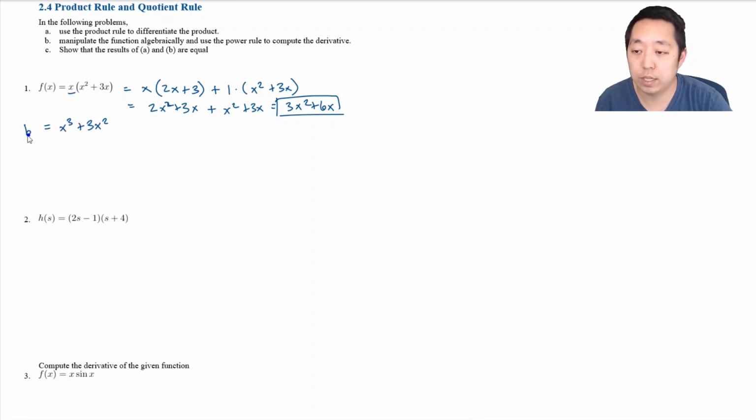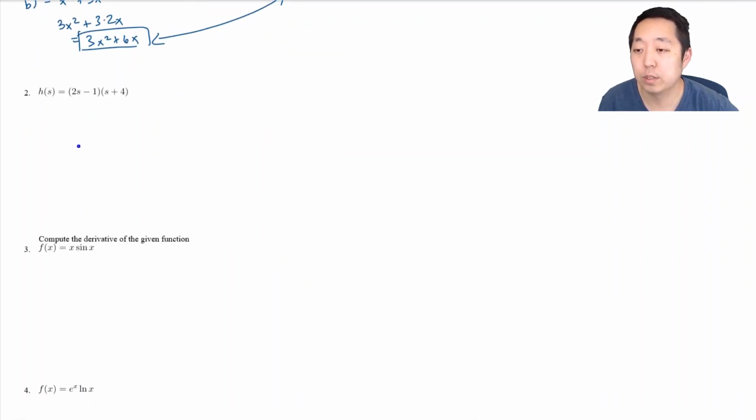I could also distribute this and then start with x cubed plus 3x squared. So this is part B. And then I simply use the power rule here. In this case, I would get 3x squared plus 3 times 2x, which would be 6x. So that'd be 3x squared plus 6x. And these two are the same. Okay. So that's all the problem's asking you to do.